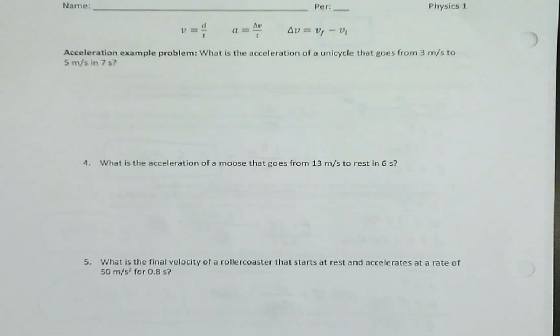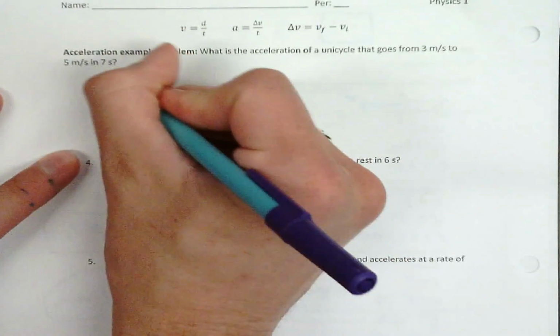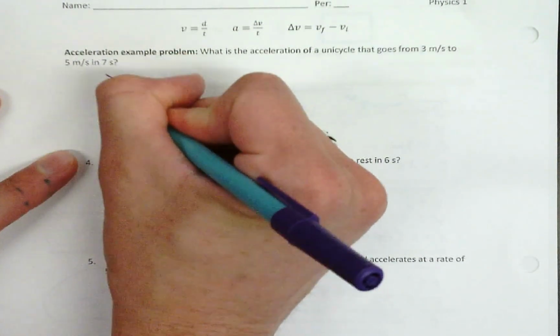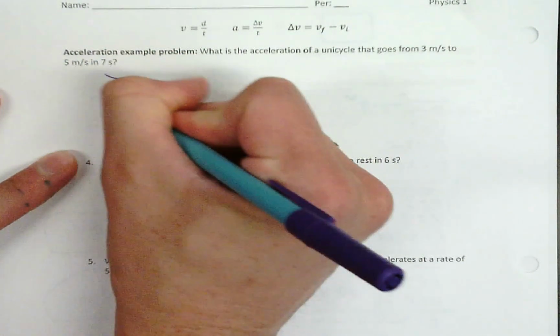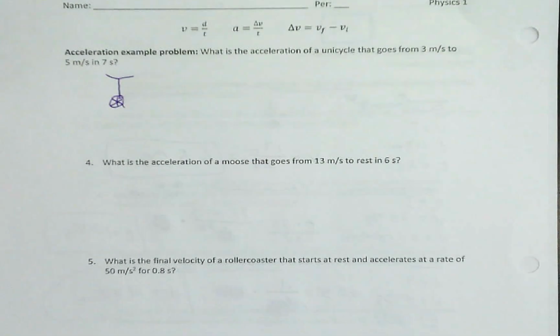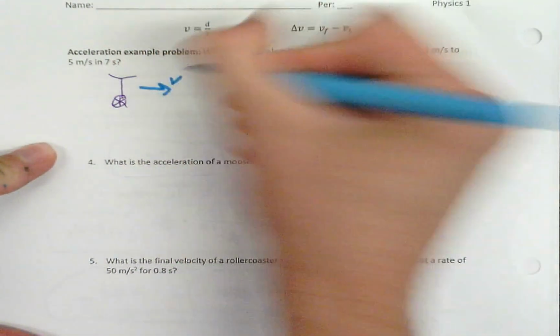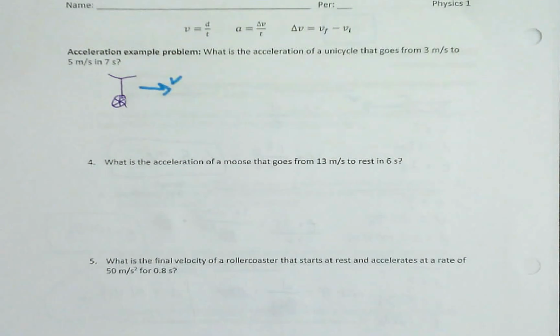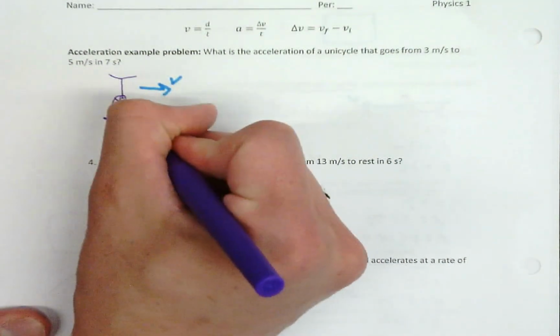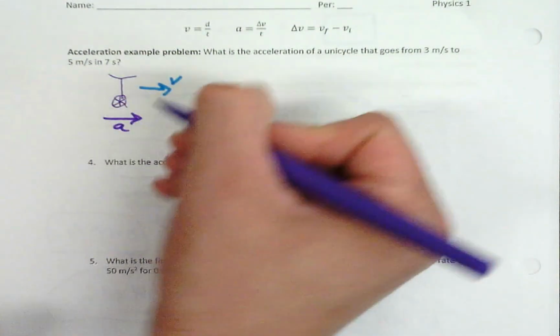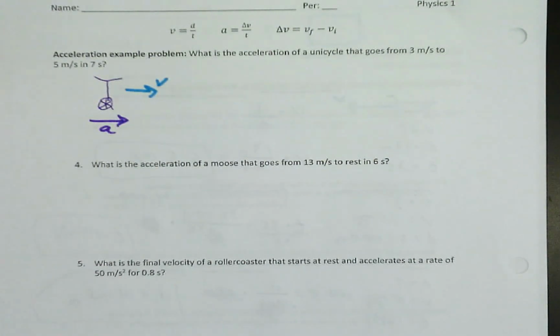What is the acceleration of a unicycle that goes from 3 meters per second to 5 meters per second in 7 seconds? So if I'm drawing the diagram, here's my unicycle. Okay? It's going forward, and it's getting faster. So I would draw an acceleration in the direction it's going, and I just draw A underneath of it. That way it helps you figure out direction of which way it's going more.